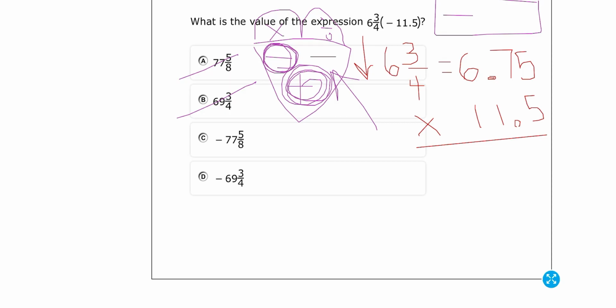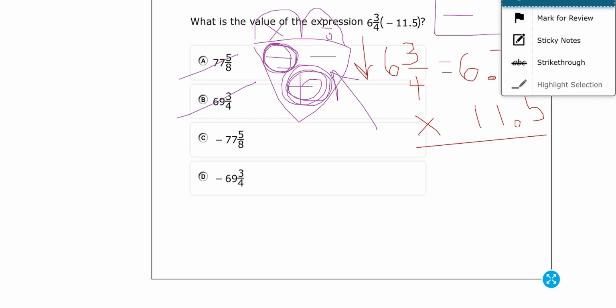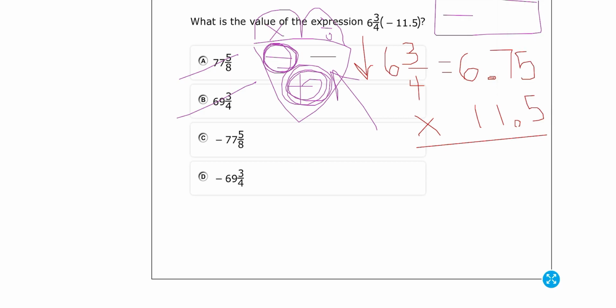You're not even considering A and B. So strike them out. Okay? Use the strikeout feature right here on these three little lines, strike through. You can use that to get rid of A and B. Okay? Now let's just multiply to make sure we got the answer correctly.